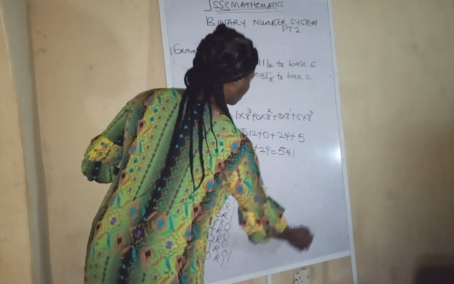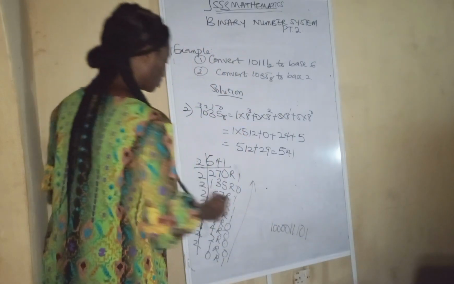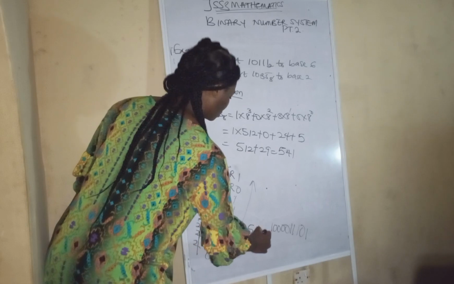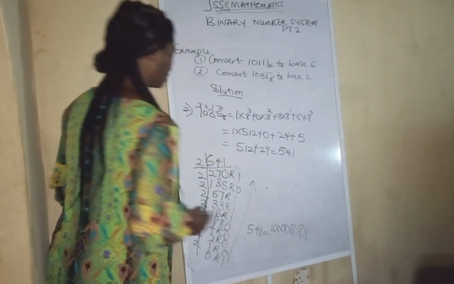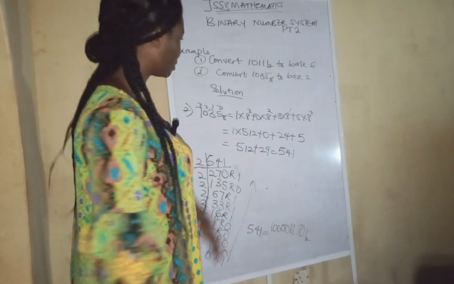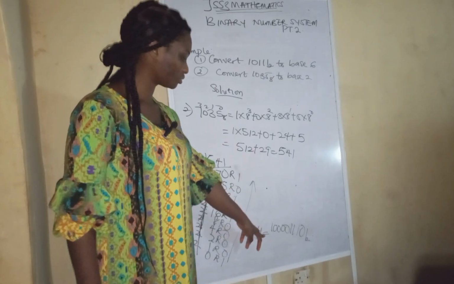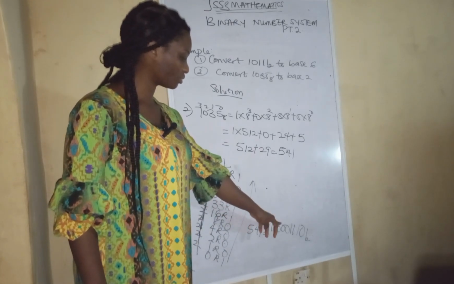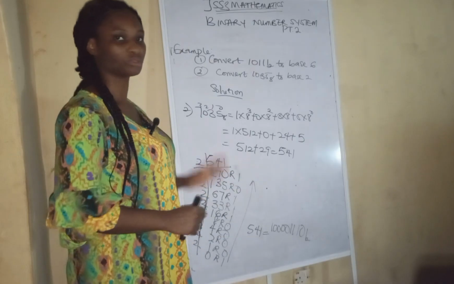Yeah, have you seen it now? So that is it. So we have 5, 4, 1. Give us this, this 2. So now that's the answer. So we have 5, 4, 1 equals 1, 0, 0, 0, 0, 1, 1, 1, 1, 0, 1 in base 2. So that's the final answer.